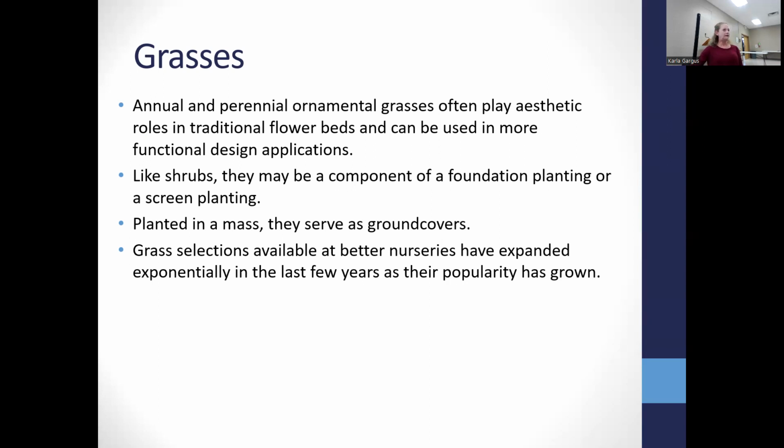Now they will go dormant with the first frost, but we leave them up, and because they have a decorative plume, and different varieties have different colored plumes, you leave those up during the winter for interest. Then in the spring you're going to cut them back, February, first of March, before they start growing, usually. You want to cut them back to about 3 or 4 inches.